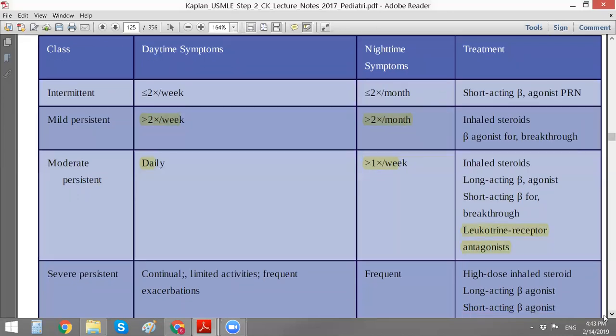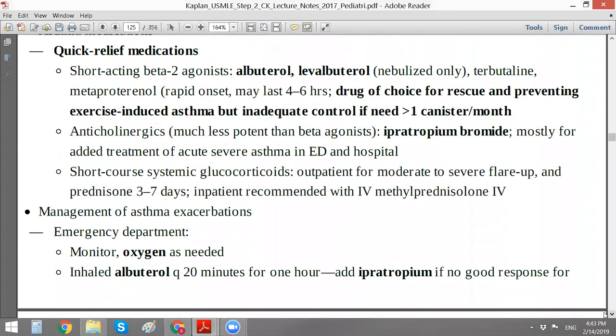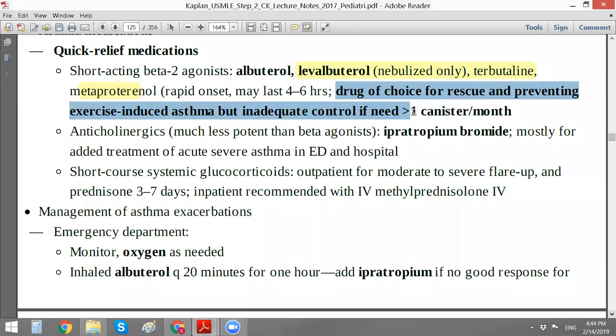Then we go on to severe persistent: continuous symptoms, limited activities, frequent exacerbations. Now we are giving LABA, SABA, inhaled ICS, systemic steroid, and leukotriene receptor antagonist. Quick relief medications are SABA, short-acting beta-2 agonists: albuterol, levalbuterol, nebulized terbutaline, metaproterenol. Rapid onset, may last hours, and they are the drug of choice for rescue and preventing exercise-induced symptoms, but control is inadequate if you need more than 1 canister per month. Then this is inadequate control.